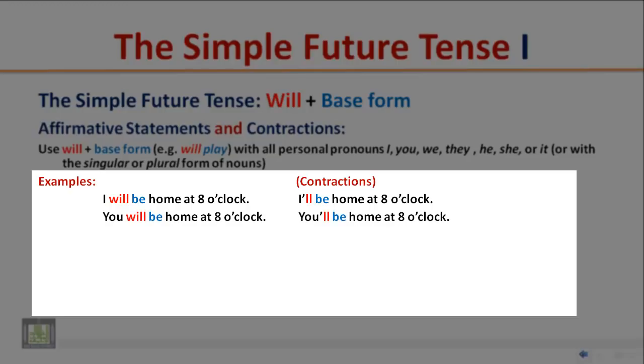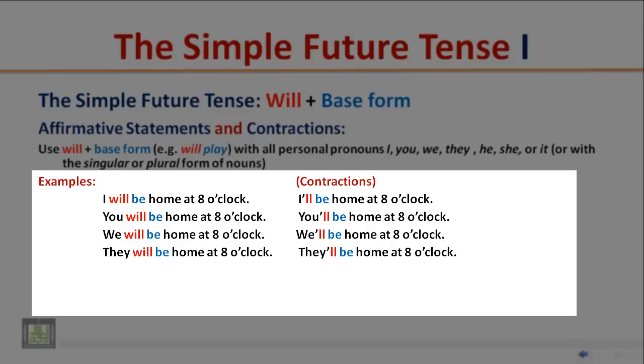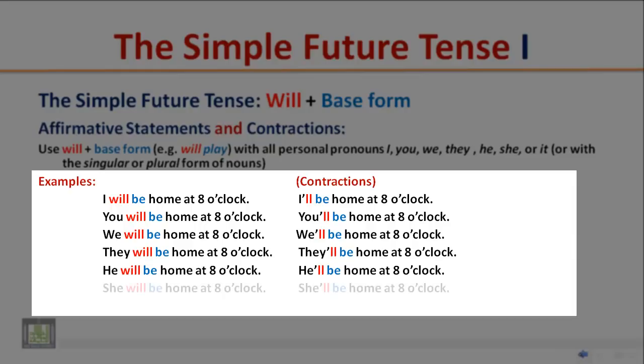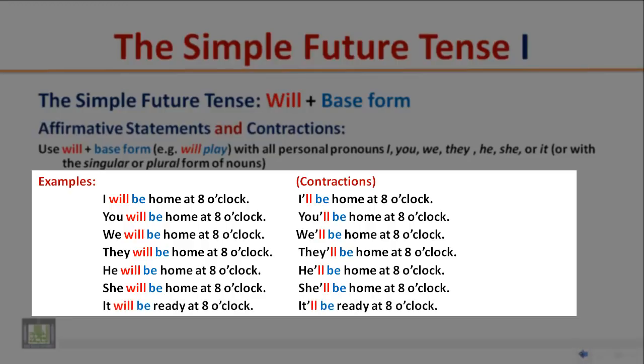You will be home at 8 o'clock. We will be home at 8 o'clock. We'll be home at 8 o'clock. They will be home at 8 o'clock. They'll be home at 8 o'clock. He will be home at 8 o'clock. He'll be home at 8 o'clock. She will be home at 8 o'clock. She'll be home at 8 o'clock. It will be ready at 8 o'clock. It'll be ready at 8 o'clock.